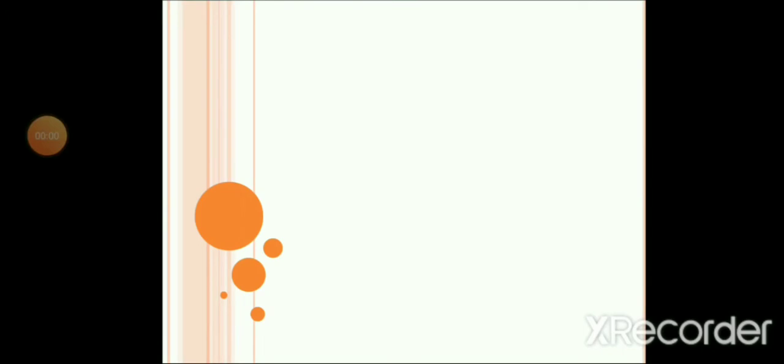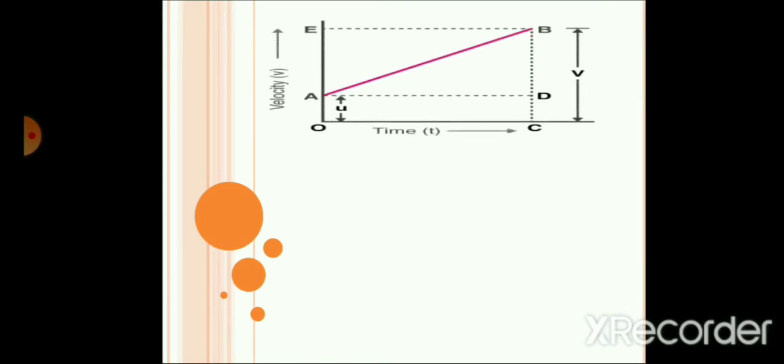Children, next we are going to see how to derive the second equation of motion. We are going to use the same graph, in which u is the initial velocity and v is the final velocity. Time is given by t, and OA equal to u, CD equal to u, BC equal to v, OE equal to v, AD and OC equal to t. The second equation is s equal to ut plus half at square. What is s? It is the distance or displacement.